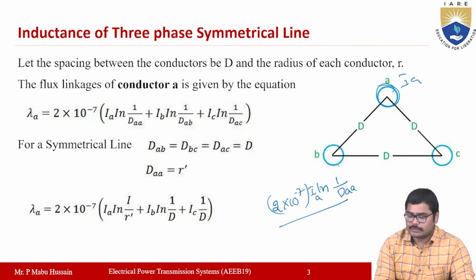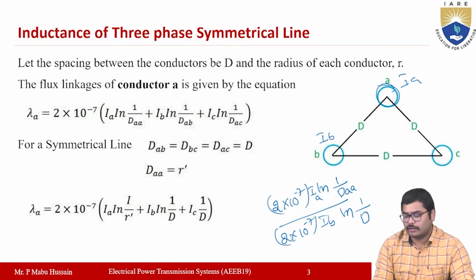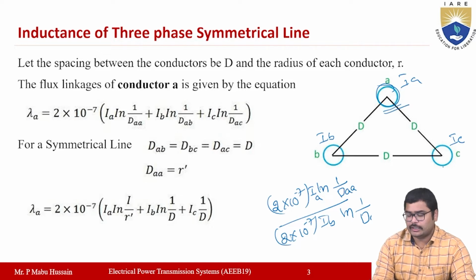In a similar way, the flux linkage of conductor A due to the current flowing in conductor B is 2 into 10 power minus 7 IB into ln 1 by the distance between conductors A and B, which is capital D, or DAB. The flux linkage of conductor A due to the current flowing in conductor C is 2 into 10 power minus 7 IC into ln 1 by the distance between A and C, which is DAC.